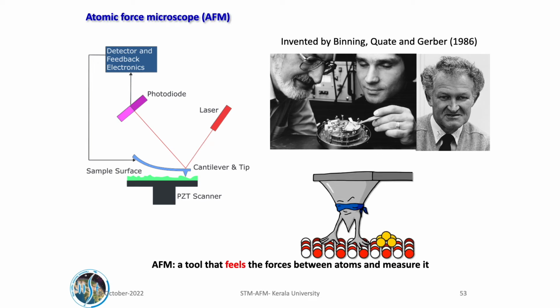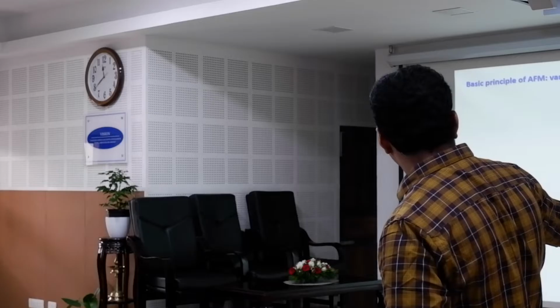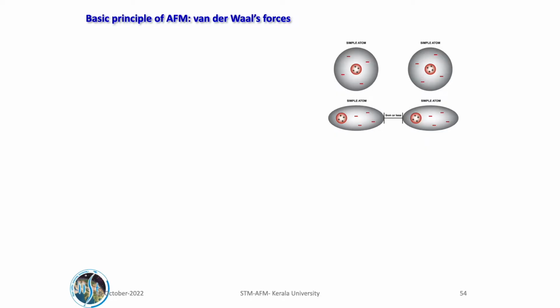Suppose this is the tip and this is the sample. When the tip atom and the sample atom come closer, this nucleus will attract the electron cloud of this atom, so it will elongate a little bit. So basically, like a polarization. The positive charge attracts this electron cloud, and this positive charge attracts this electron cloud. There is a repulsion of this electron cloud and this electron cloud, and a repulsion of these two nuclei. So opposite charges attract and similar charges repel.